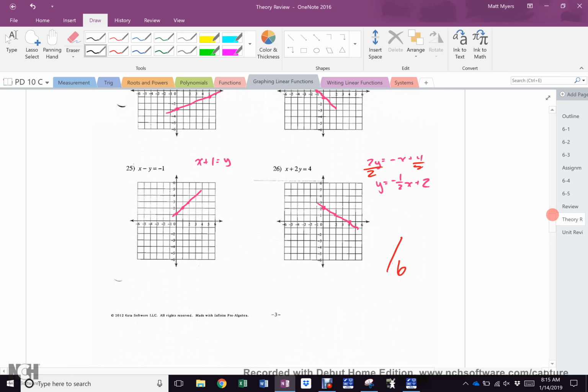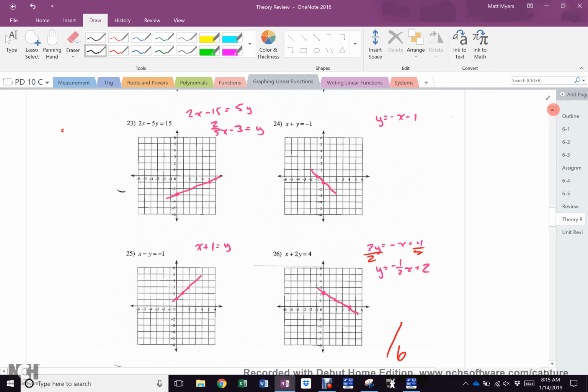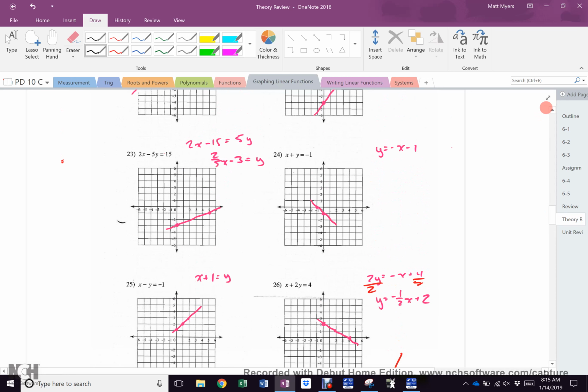Really, all of you should be at this point, questions of this caliber, you should be literally 2-3 seconds a question to get these graphed. If you're not there yet, that's not a put down. It just means you haven't practiced enough.